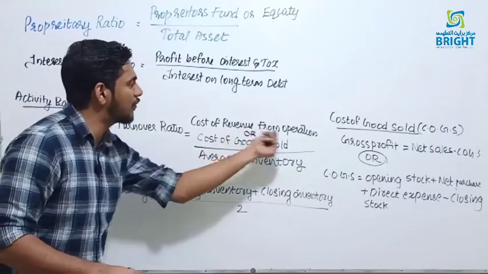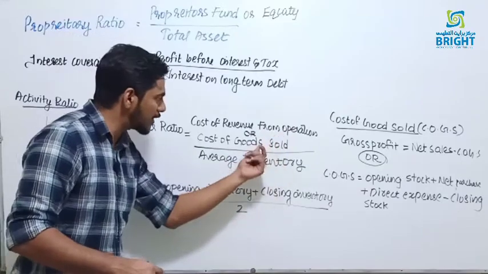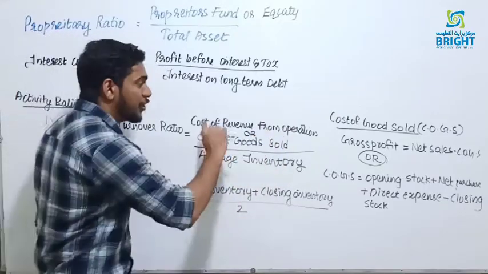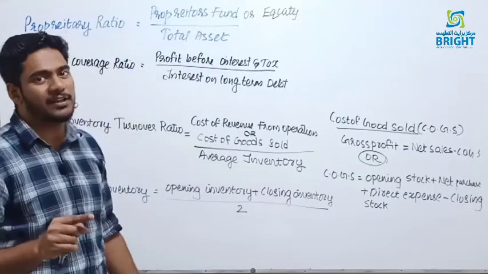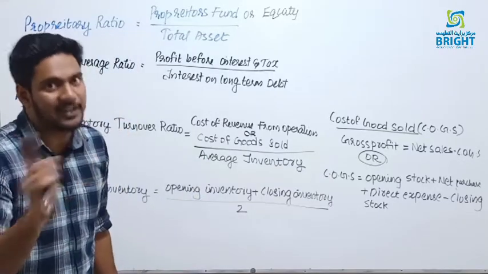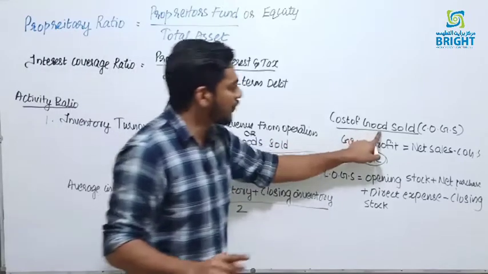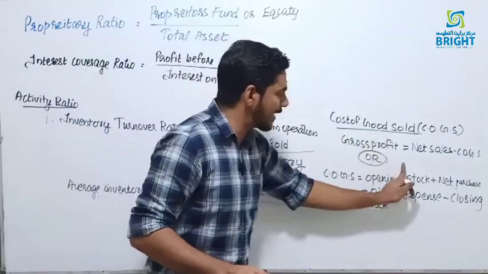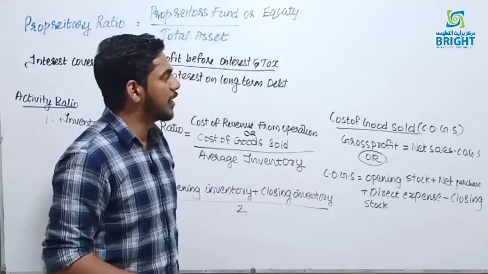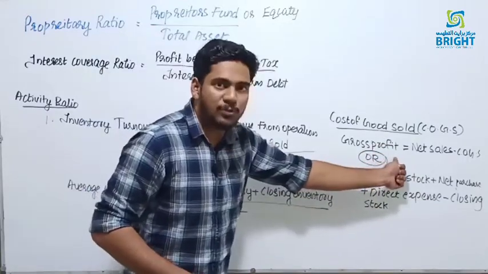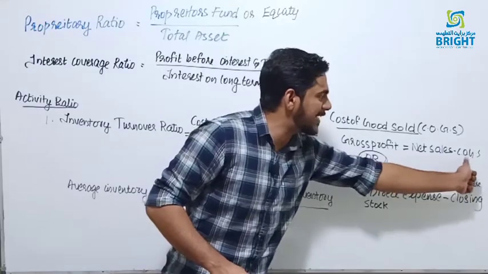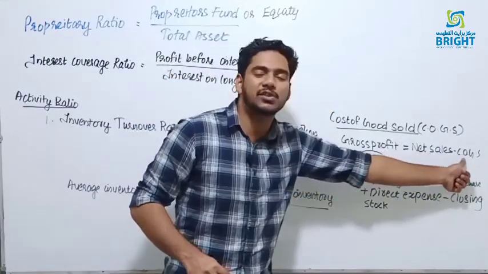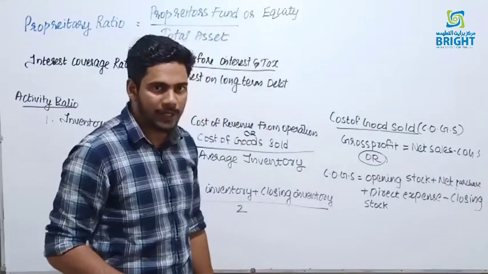Then come to cost of revenue from operation. How to calculate cost of goods sold or cost of revenue from operation? Remember, revenue from operation and cost of revenue from operations are different. Cost of goods sold is otherwise known as cost of revenue from operation. There are two formulas to find cost of goods sold. One is gross profit is equal to net sales minus cost of goods sold.